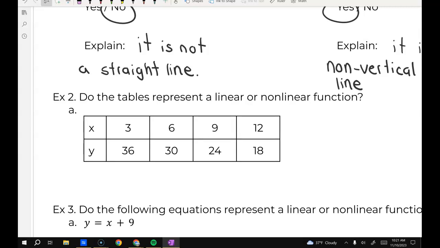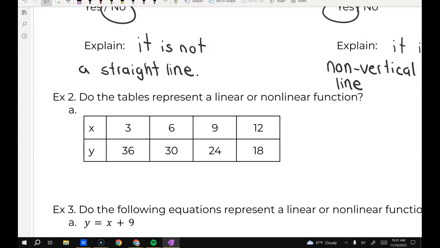So remember, X are the things that you're plugging in. Y's are the things you're getting out. So when I plug in a 3, I get out a 36. When I plug in a 6, I get out a 30, and so on. And what's my pattern with my X values? How are my X's changing when I'm going through the table?